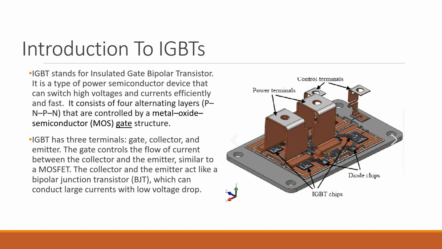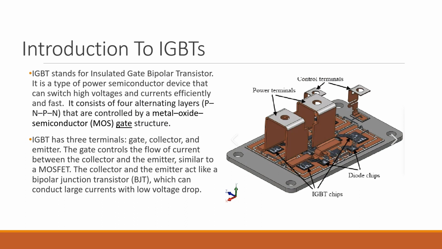IGBT stands for Insulated Gate Bipolar Transistor. It is a type of power semiconductor device that can switch high voltages and currents efficiently and fast. It consists of 4 alternating layers, P-N-P-N, that are controlled by a metal oxide semiconductor, MOS, gate structure.